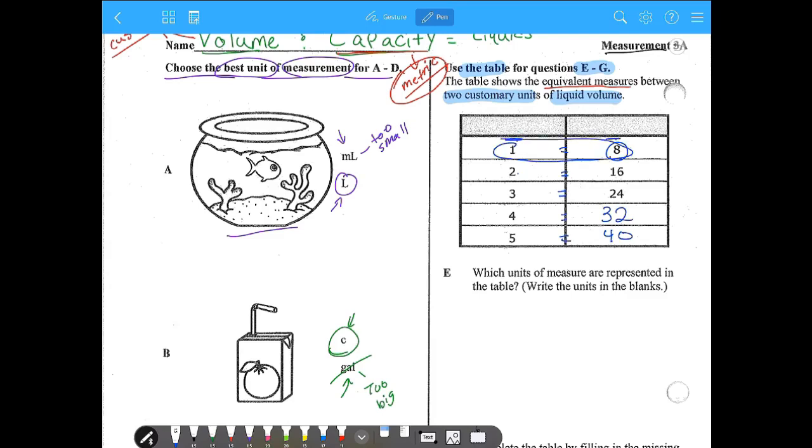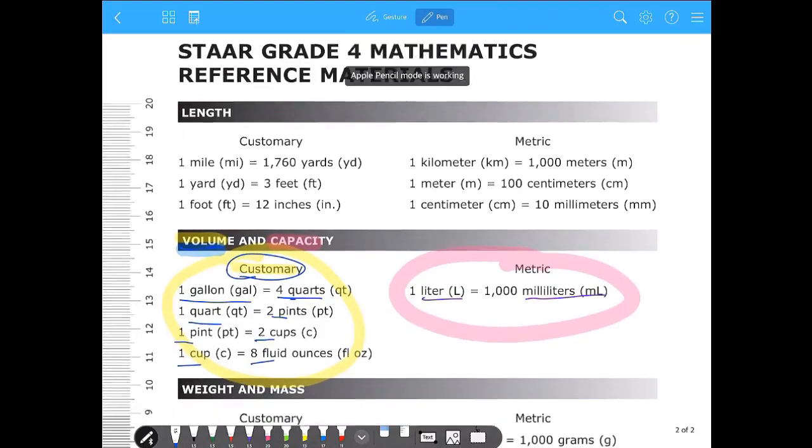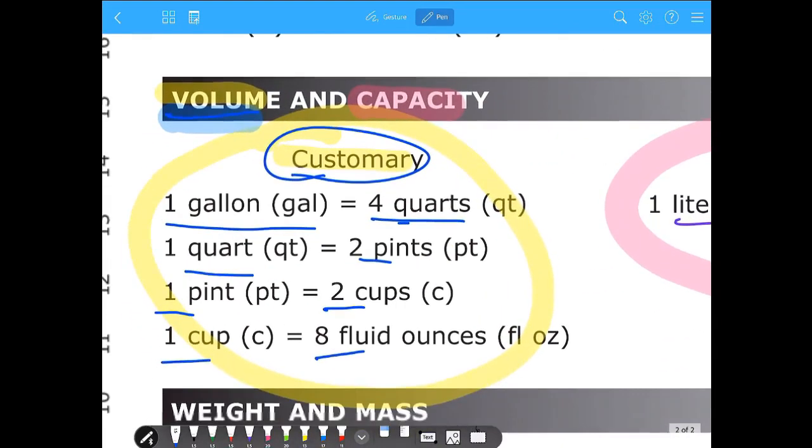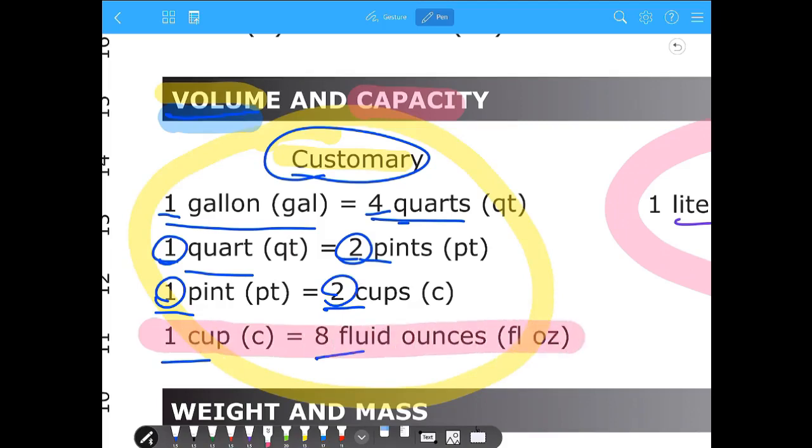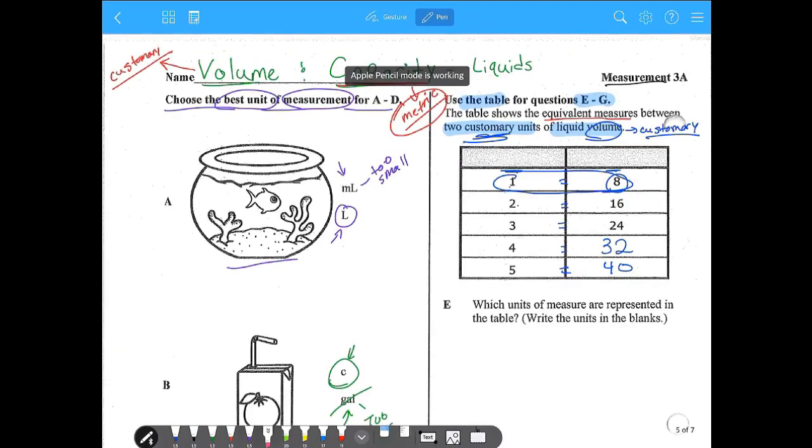Look right here. 1 equals 8. And again, we're looking at the customary units of volume. Let's make a sign: volume means customary. So let me go ahead and look at volume. Which one of these has 1 equal 8? Not the gallons, not the quarts and pints, not the pints and cups, but here's our answer right here. 1 cup equals 8 fluid ounces, right there. So those are the two customary units.